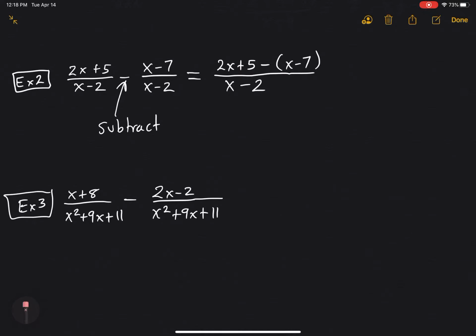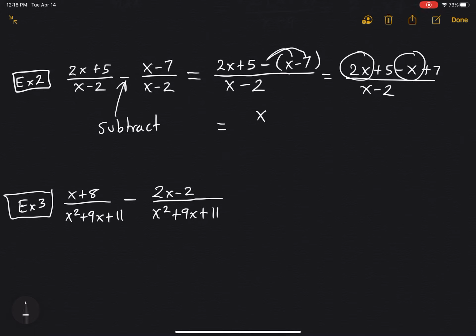So then you could distribute that negative here and here, and you write one more step right here. So it will be 2x plus 5 minus x plus 7, because negative times negative makes a positive. Combining like terms, 2x and negative x are like terms, so it will be x. 5 plus 7 makes a total of 12, and then you get x minus 2 on the bottom, and that would be the simplified answer because we can't divide anything out.